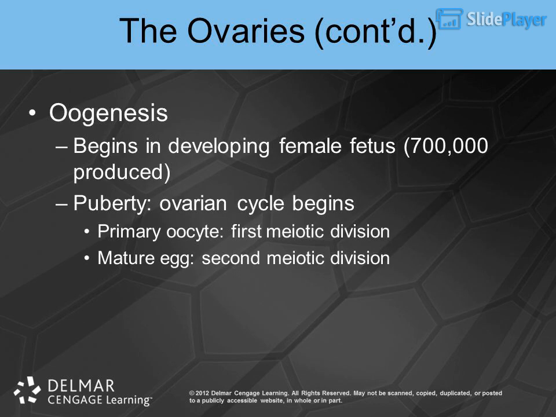Oogenesis begins in the developing female fetus, where 700,000 are produced. At puberty, the ovarian cycle begins. The primary oocyte undergoes the first meiotic division. The mature egg undergoes the second meiotic division.